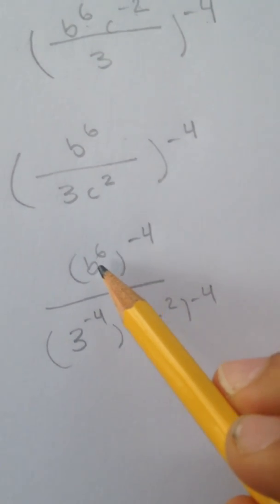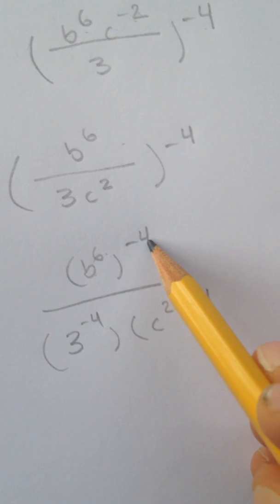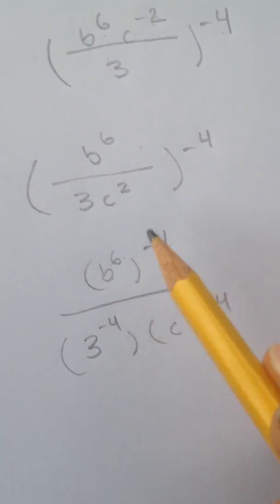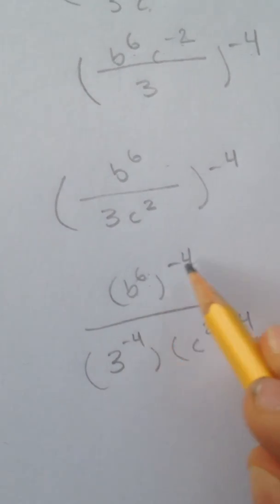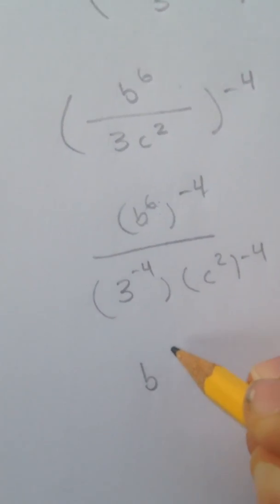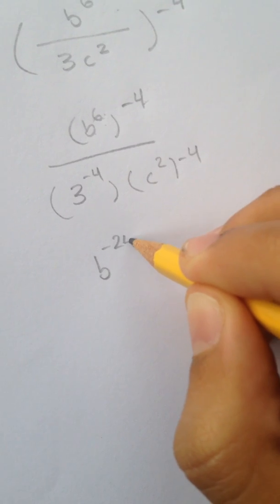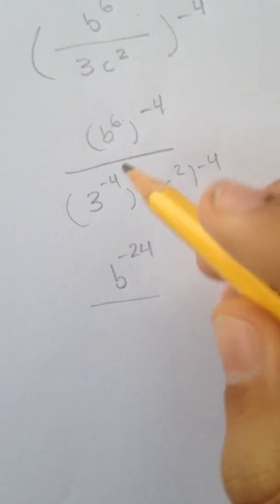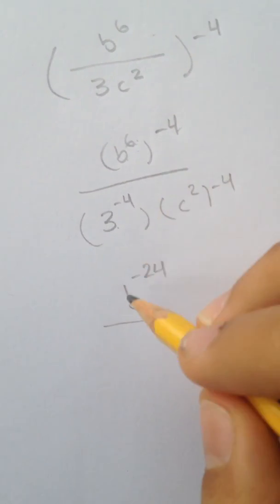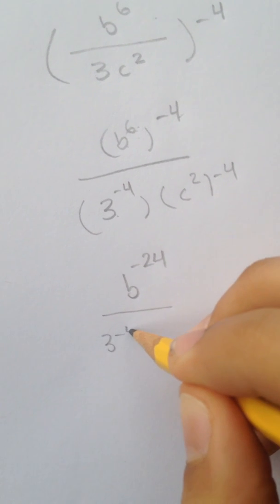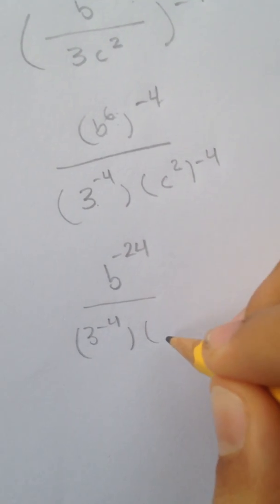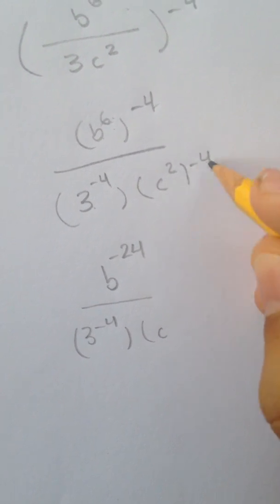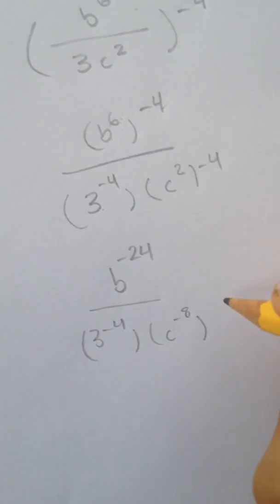And now I have b to the 6th raised to the negative 4. Exponent law says their exponents multiply. 6 times negative 4. This becomes b to the negative 24. I'll just leave it as this for now. 2 times negative 4 is negative 8.